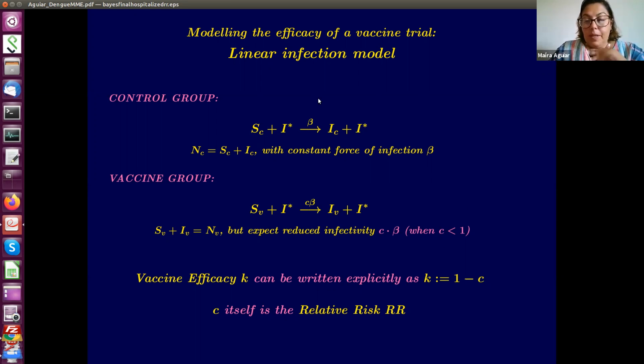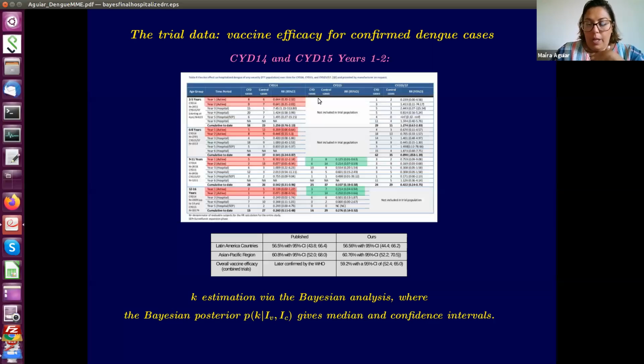Okay, so this is the table for the vaccine trial of Sanofi Pasteur. I'm not going to go into detail. So we have 3 groups that were analyzed: CYD14, CYD15, and the phase 2B. This is Asia, this is South America, and this is Thailand in the phase 2B. We are going to concentrate on the CYD14, where they cover all age groups: individuals between 2 to 5 years old, 6 to 8, 9 to 11, and 12 to 16. We also analyzed this data here, but you see here for the CYD15, which is Latin America, they only looked at those older than 9 years of age.